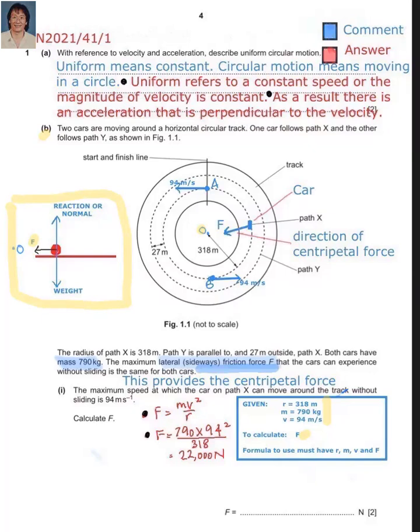Stating the formulas in the question will carry 1 mark. And then substituting the values into the equation to give you 32,000 Newton will carry the other mark.